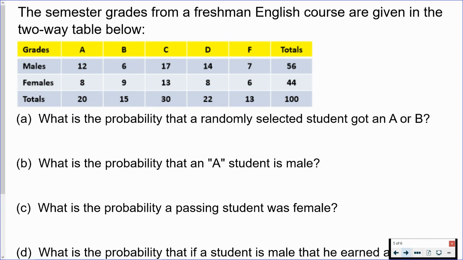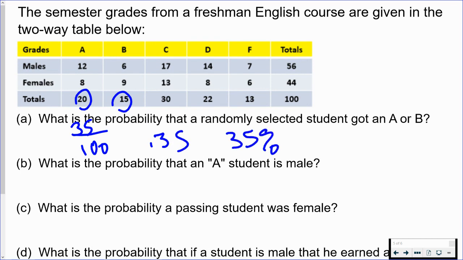So probability that a randomly selected student, so that's out of the total, okay, that's out of 100, got an A or a B, okay, and that's 20 and 15 people, so that's 35 people total got an A or a B, which would be 0.35 or 35%, depending on what they're looking for.